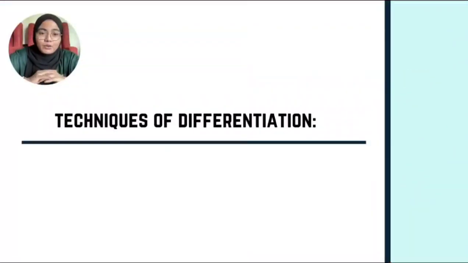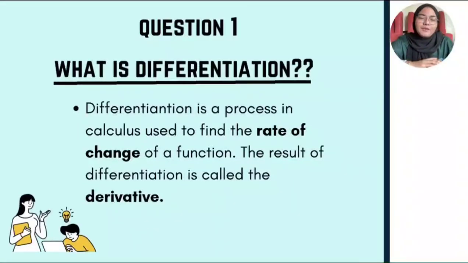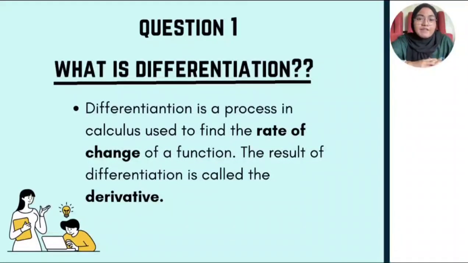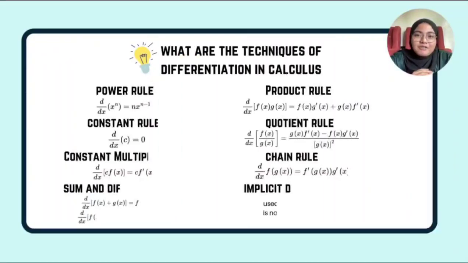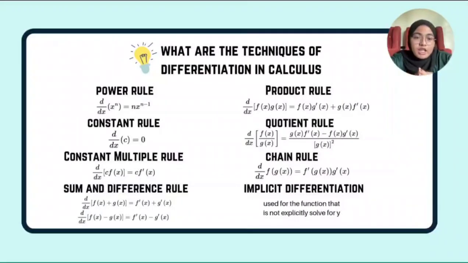Hello everyone, so today our group will present about techniques of differentiation. Before that, we need to note what differentiation is. Differentiation is a process in calculus used to find the rate of change of a function. The result of the differentiation is called the derivative. So these are a few techniques of differentiation in calculus. We have power rule, constant multiple rule, sum and difference rules, product rule, quotient rule, chain rule, and implicit differentiation. For each of them I put a formula.